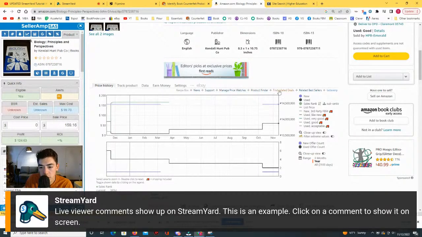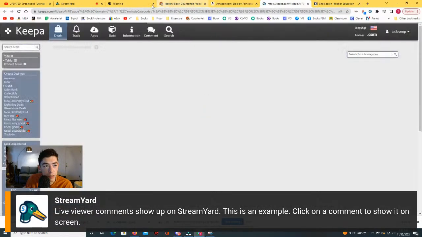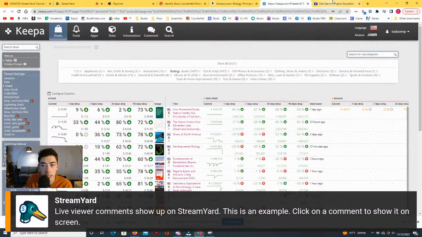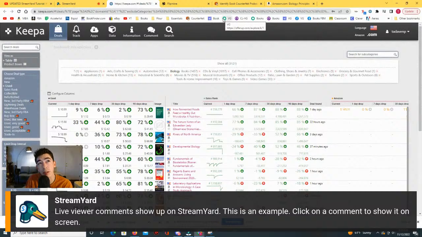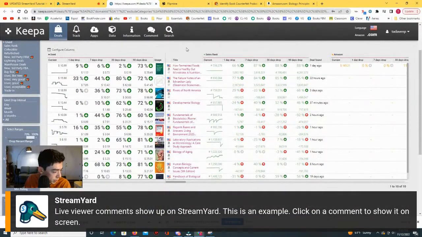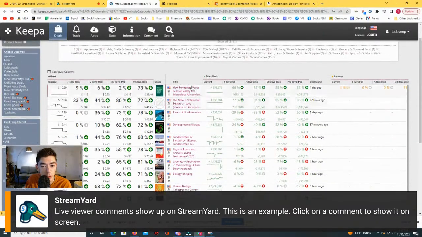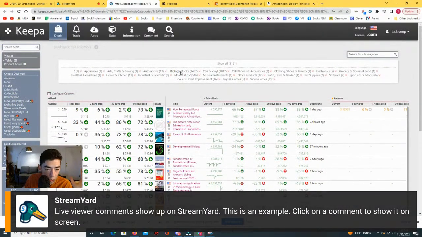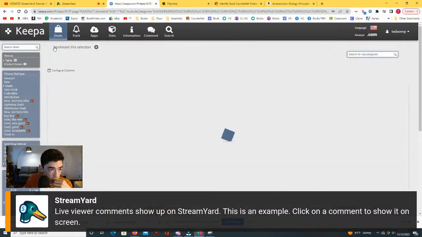Okay, so let's actually look at the find related deals, because I think the find related deals is probably the next best place to find books. Actually, take that back. If I had to rank them in order, FlipMine or Keepa deals, I'd probably go with Keepa deals. I like Keepa deals better than FlipMine because I think less people do it, and there's more potential. Okay, so here's what I'm going to do on the Keepa deals page.